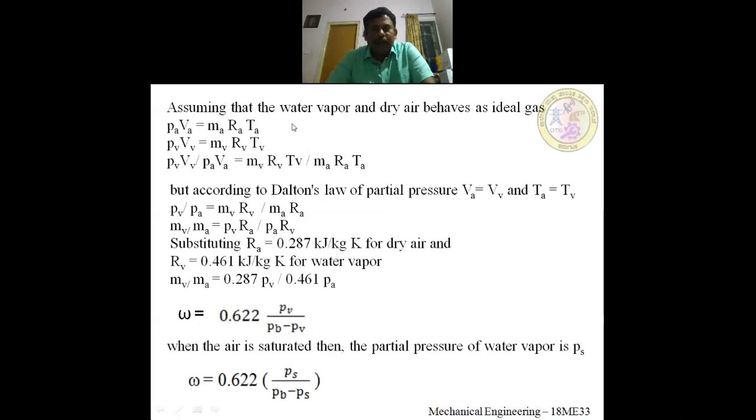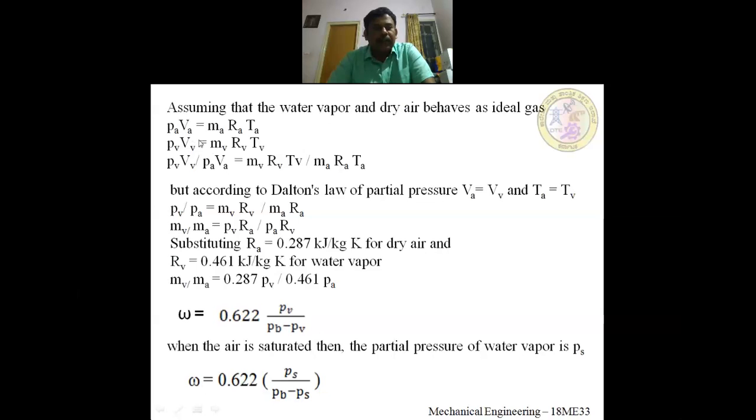Now we will assume that the water vapor and dry air behave as ideal gases. Once you know it is an ideal gas, you can apply the equation PV is equal to mRT. So I have applied the equation PV equals mRT for dry air as well as for water vapor. Suffix A is for dry air, suffix V represents water vapor. PAVA is equal to mARATA, that is for dry air. PVVV is equal to mVRVTV for water vapor.